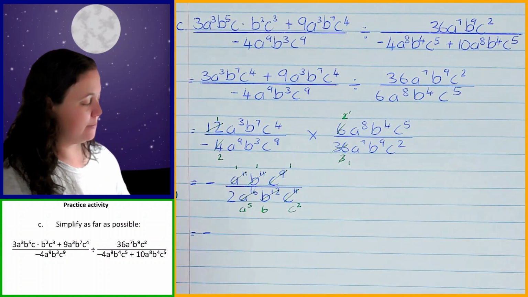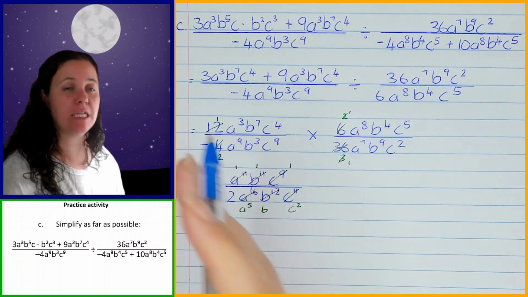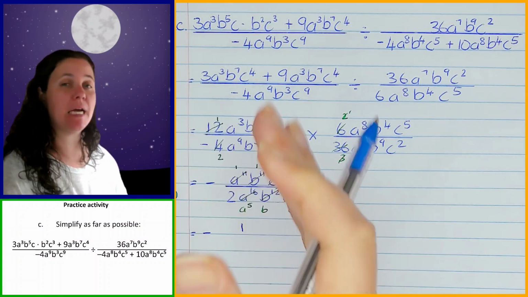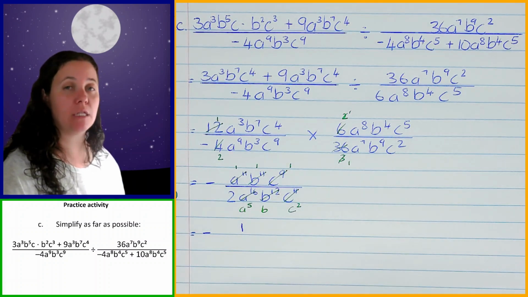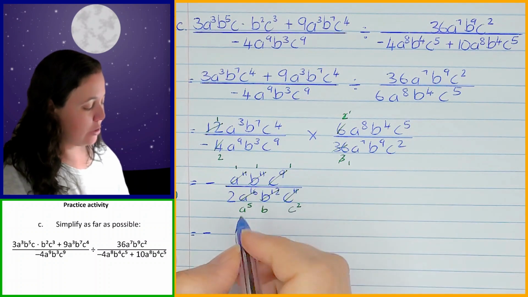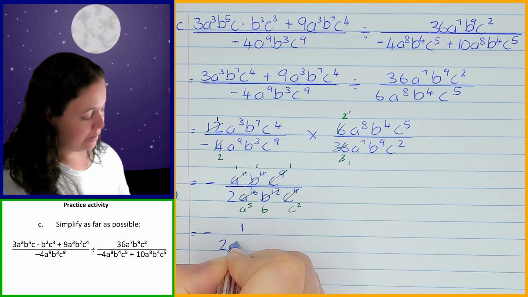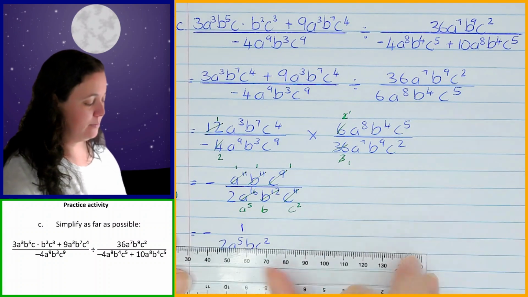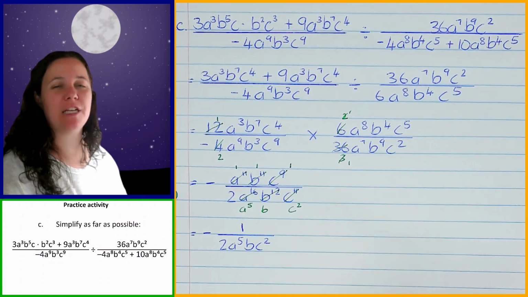Okay, so now in my numerator, everything has cancelled, but I can't just leave it blank. I have to write 1 at the top over here. If it was the other way around, if it was the denominator where everything cancelled, then I wouldn't write the denominator at all. But because it's the numerator, I have to write the 1 in the numerator. Okay, and then in my denominator, I've got 2 a to the power of 5 b c squared. Okay, and that's what you should get for question C.